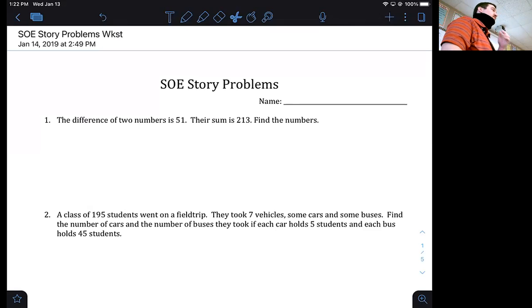But what I do want to do is help you write what the equations are from the words that were given. And then I expect you to be able to solve and maybe even tell me what you think the best method, substitution or elimination, would be in order to solve it. Olivia? I might know what the SOE is.